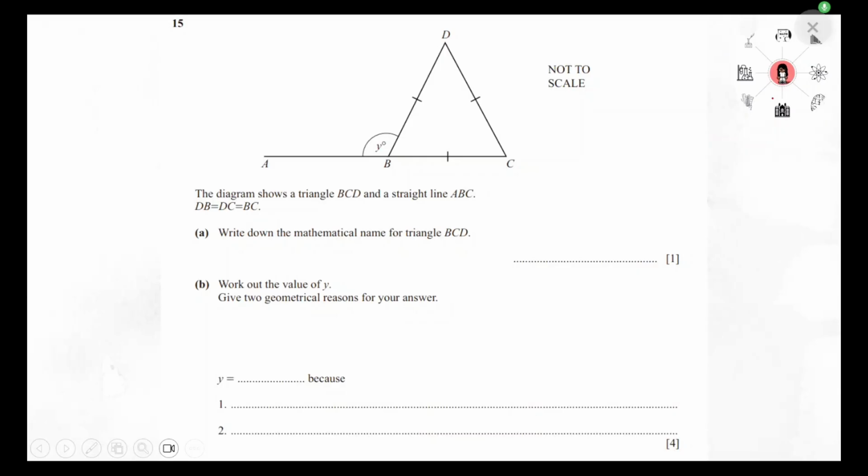Question 15. The diagram shows a triangle BCD and a straight line ABC. DB equals DC equals BC. A. Write down the mathematical name for triangle BCD. A triangle with equal sides is called an equilateral triangle.